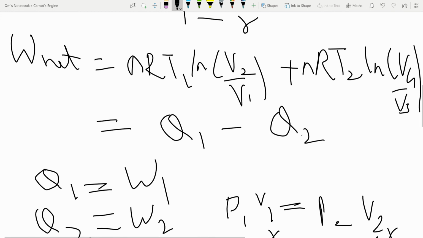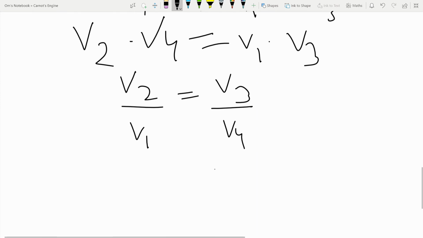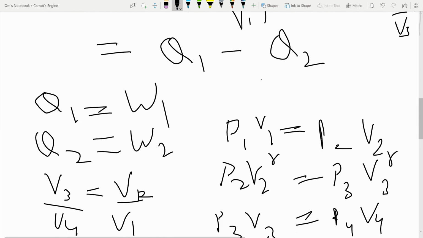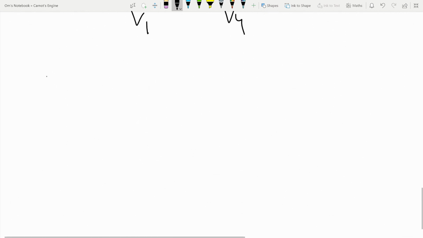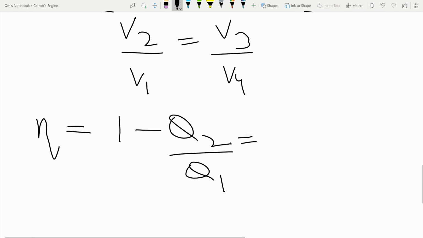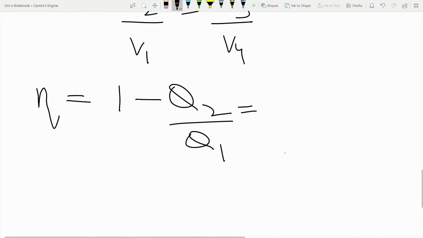So what we're going to do now is substitute the V2 by V1 and V3 by V4 values, and that's useful because then we can simply cut the natural logarithm. Actually, not in this expression right here, but into the expression for efficiency, right? So we had eta is equal to 1 minus Q2 by Q1. So this minus is actually taking into account the negative sign. So let's look at that now.